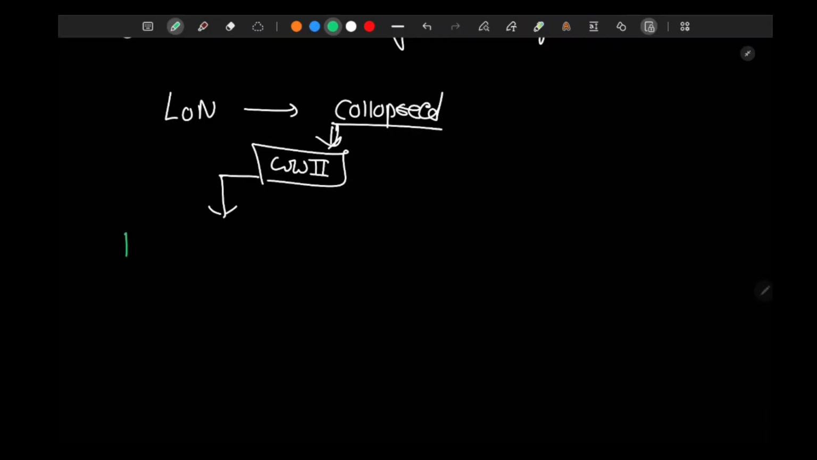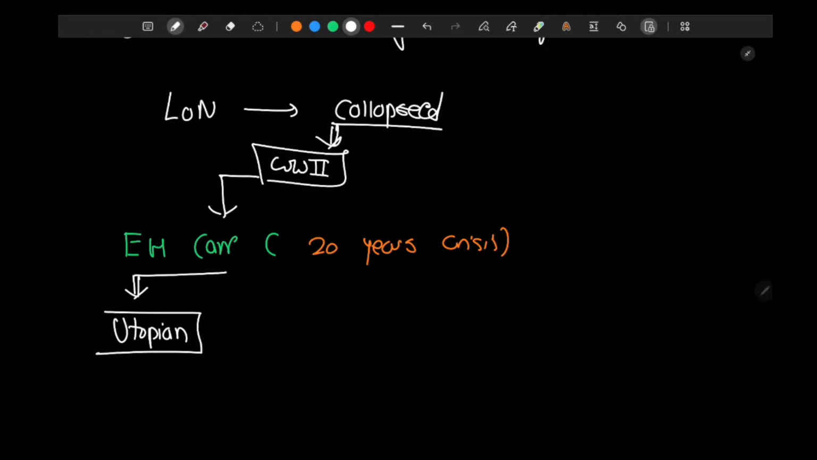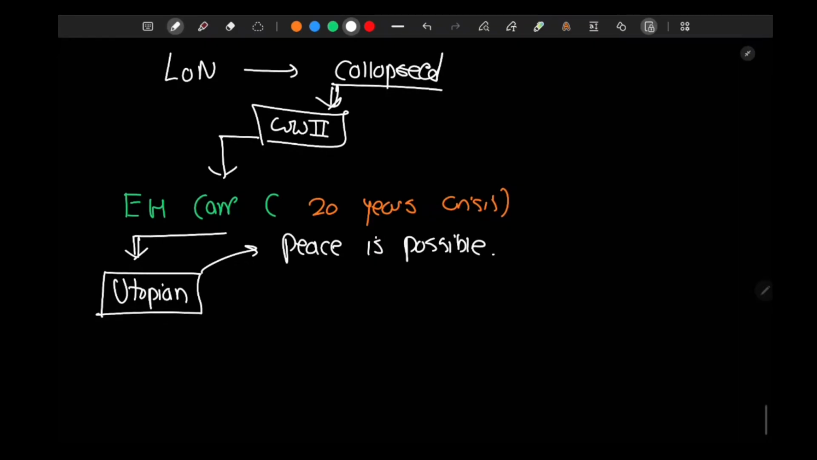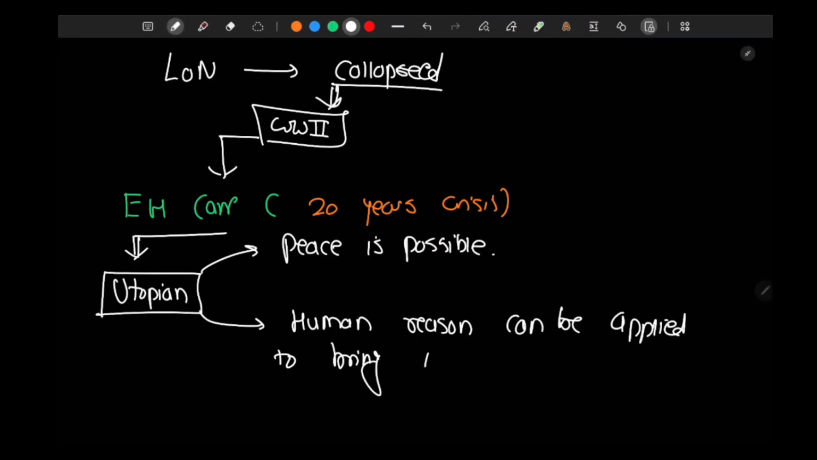That is why there is this scholar, E. H. Carr, in his book The Twenty Years' Crisis, who criticizes liberals as utopian. Why does E. H. Carr call liberals utopian? Because he criticizes them for thinking that peace is possible. Peace is possible, right? He calls them utopian because they assume that human reason can be applied to bring qualitative transformation.